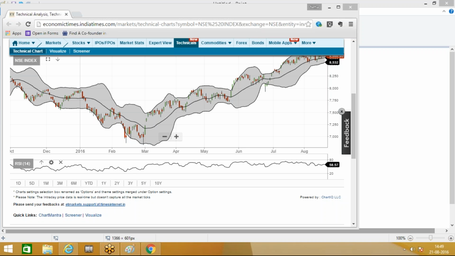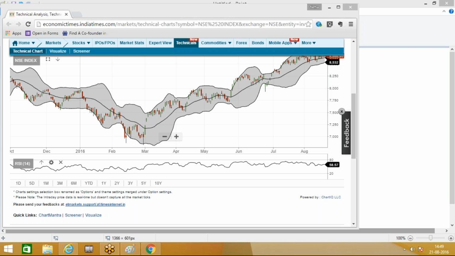Now, to answer your question, Punita, very directly, from the time point of view, there is no indicator which tells us how much time it will take. Because if the momentum is very strong, it might happen within a couple of days, or it might take 3-4 weeks also. It all depends on the momentum of the market at that point in time.